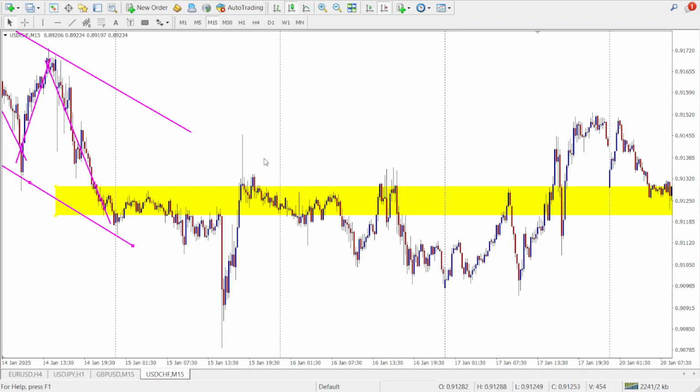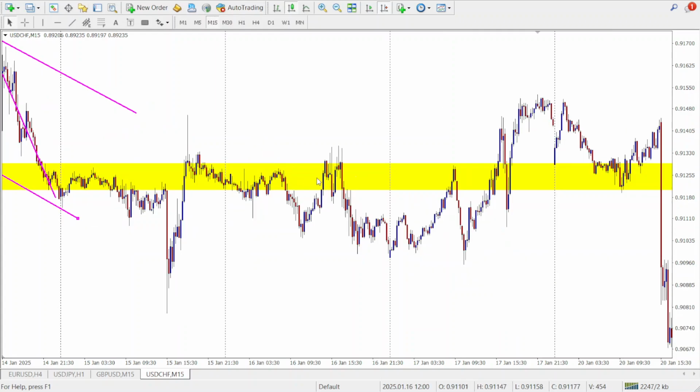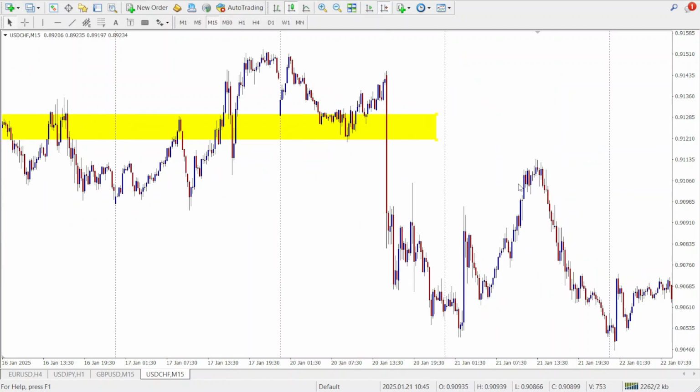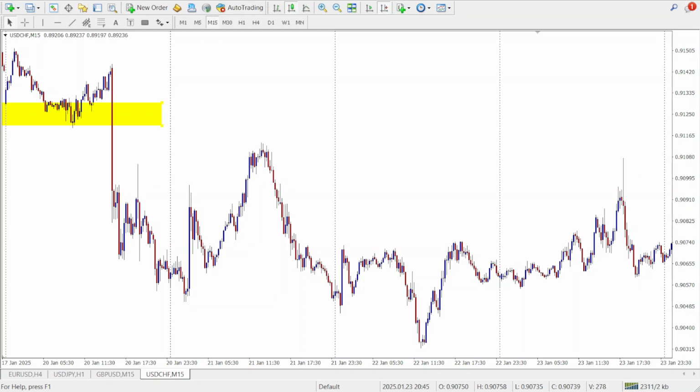We had a fake out here. Can you see? We had a fake. Don't worry, we're going to come back to that. We had multiple rejections, and then here we actually had a breakout. So a breakout occurs when price moves beyond a key support or resistance with strong momentum. Breakouts can signal the start of a new trend or continuation of an existing one.